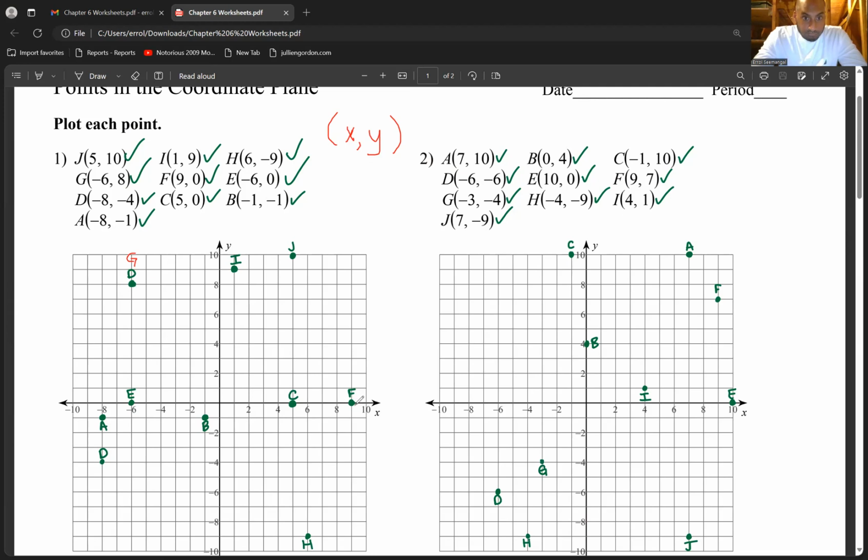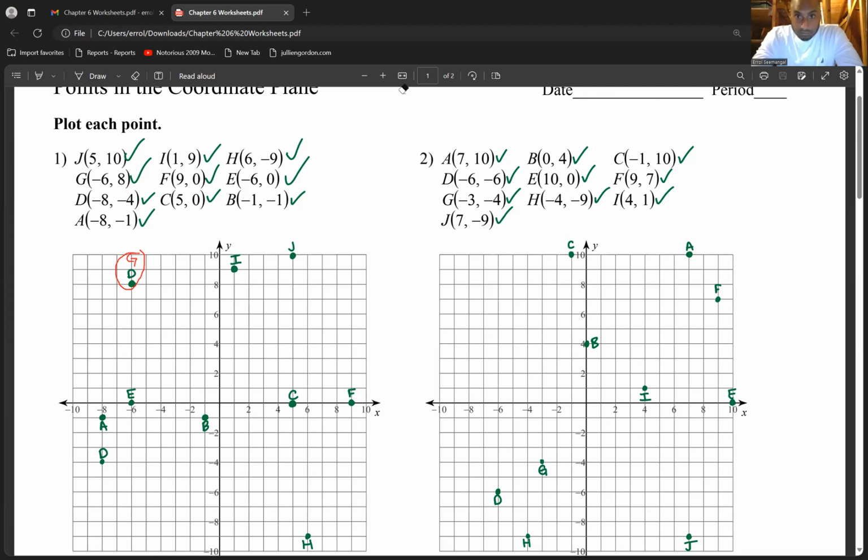(9, 0), F, that one's good. E, (-6, 0), that one's good. D, (-8, -4). Yeah, this is the right D. So just change this one to G. (5, 0), C, that one's good. (-1, -1) for B, that one's good. And (8, -1), yes, all that's good. Just change the D to G on number 1. All right, number 2.